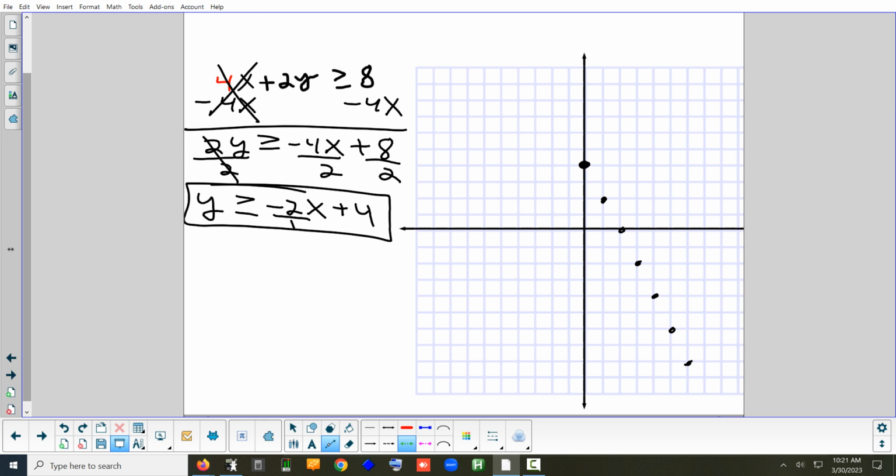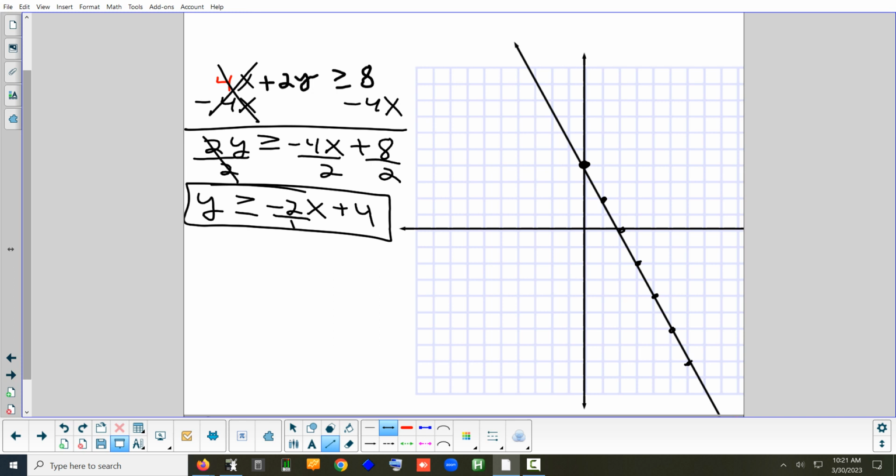Okay, and then which one do you think this one is, Sean? Solid or dotted? Solid. Yeah, it's going to be solid because you've got that symbol underneath it. So let's draw our line. Not bad. So there's my line.